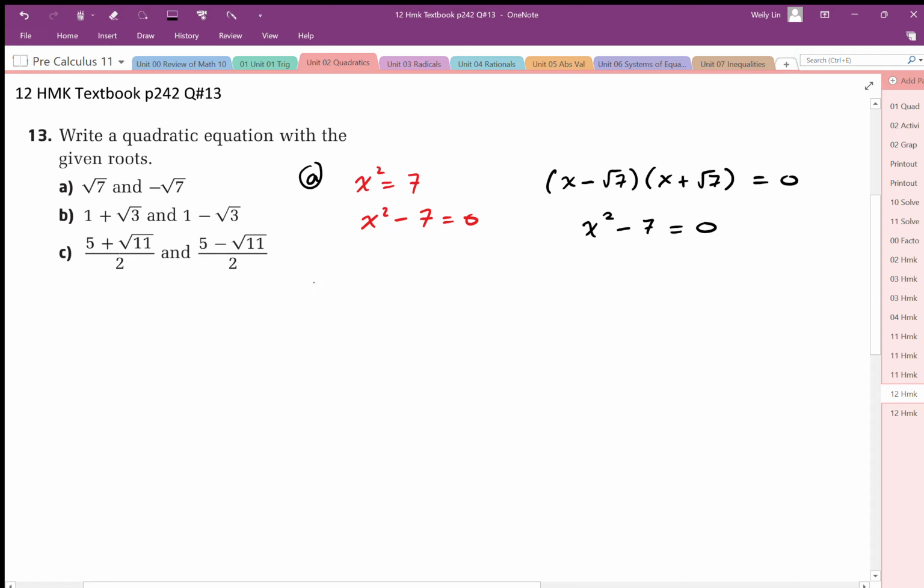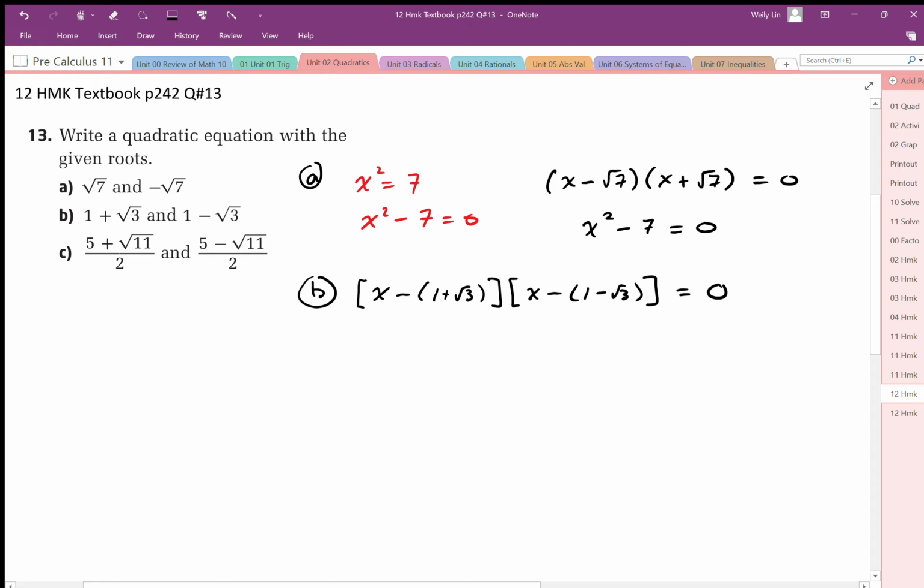For B, we're going to start with this factored form and see if we can write the quadratic equation using the factored form. So if I have a root at 1 plus root 3, it's going to be x minus (1 plus root 3) as my root. And the other root is going to be x minus (1 minus root 3), and that's the factored form equal to 0 that gave me the solution.